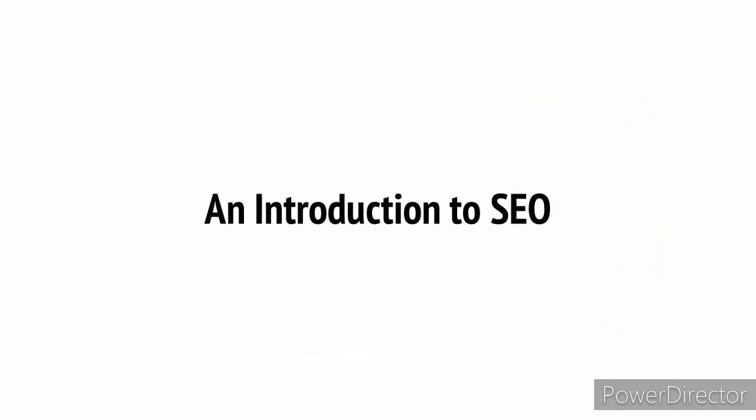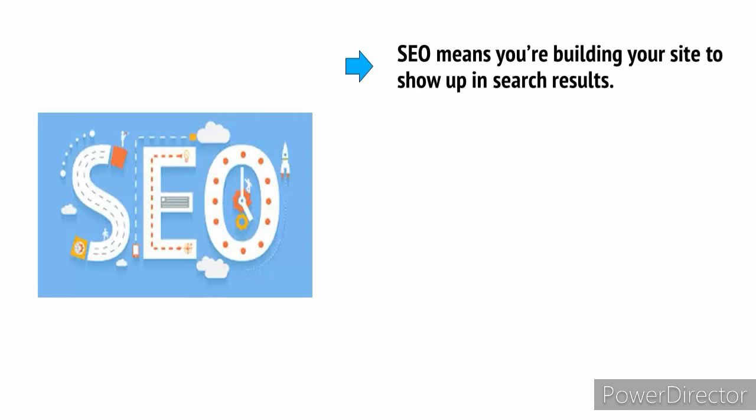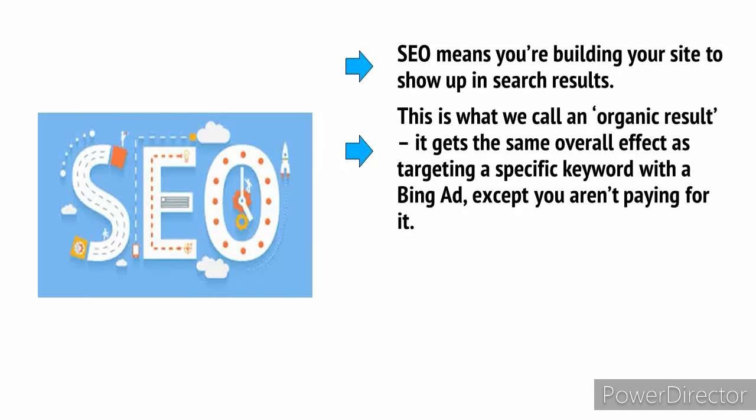Before we look at SEO for Bing specifically, it makes sense to first look at SEO generally. Just what is SEO? How does it work? And what does it involve from a marketing perspective? Essentially, SEO means you're building your site to show up in the search results, the aforementioned SERPs. This is what we call an organic result.